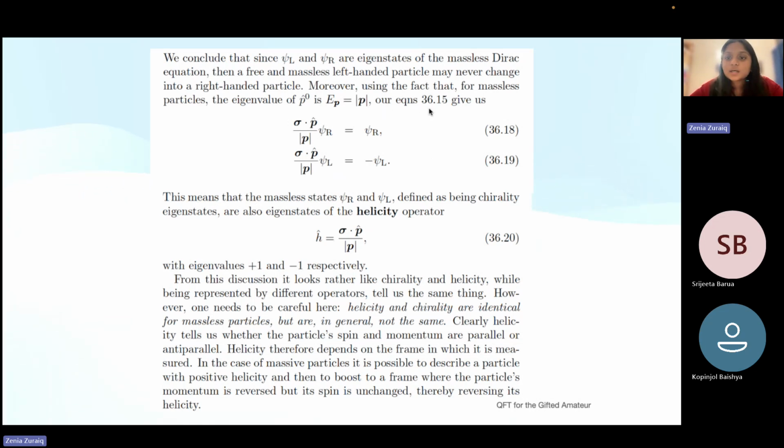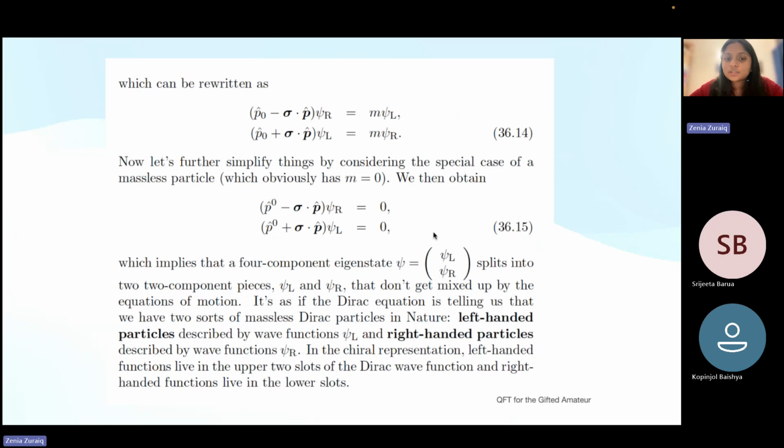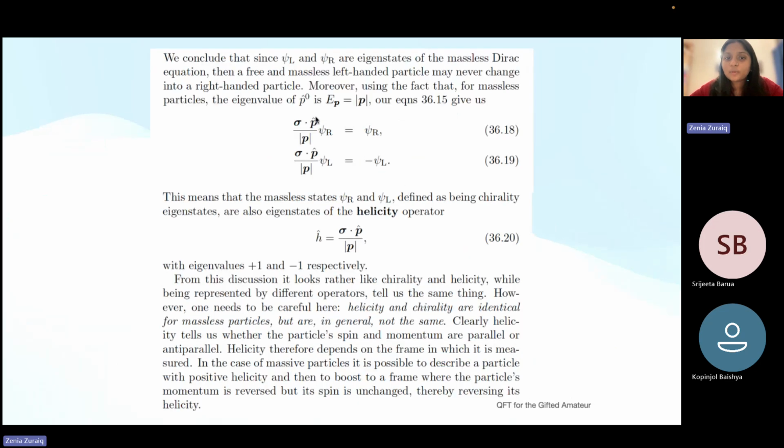Anyway, this equation you can rewrite in this form, right? This means that massless states psi R and psi L are also eigenstates of the helicity operator. So from this discussion, it looks like chirality and helicity, while being represented by different operators, tell us the same thing. But remember that when we say chirality and helicity are the same thing, like left-handed means fixed helicity, that is only true when we have this assumption, which is that the mass is zero.